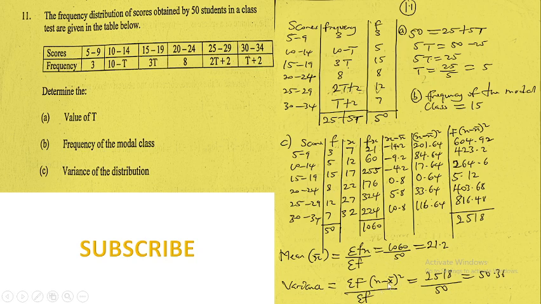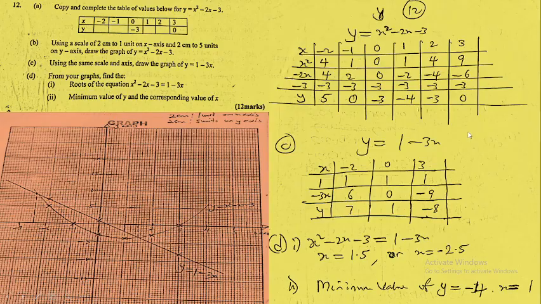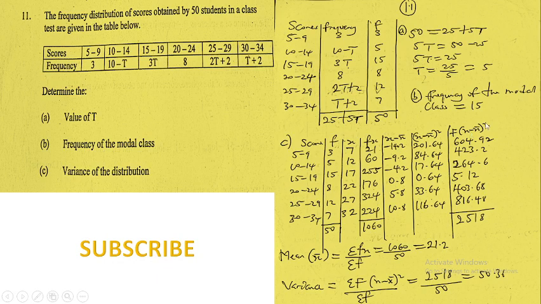We have inside the bracket x minus x bar, that's why we find x minus x bar. We have the square of it, that's why we find the square of it. Then the frequency is now multiplying whatever we have here. So frequency will multiply (x minus x bar) all squared.